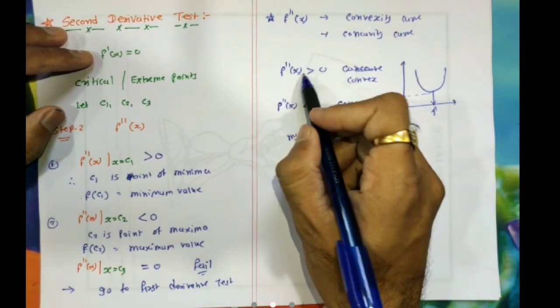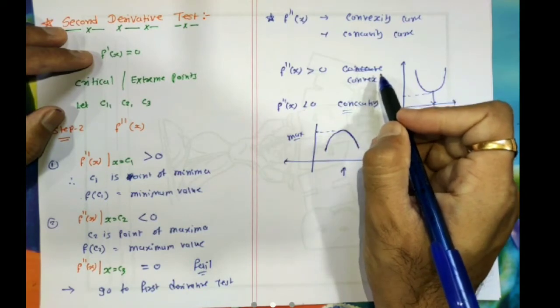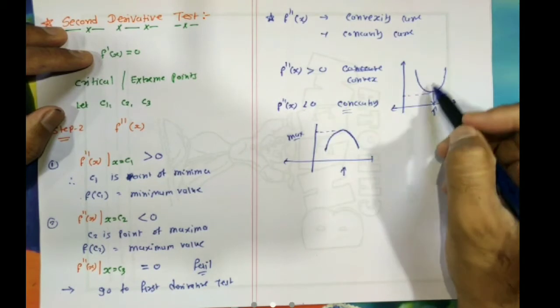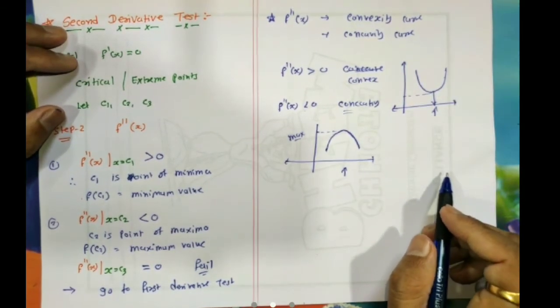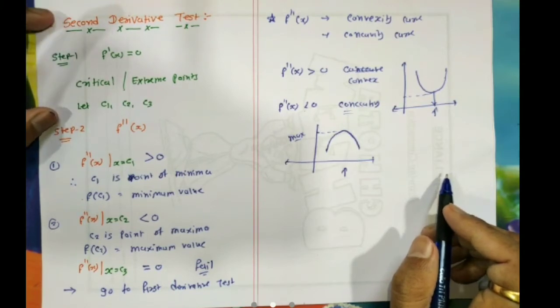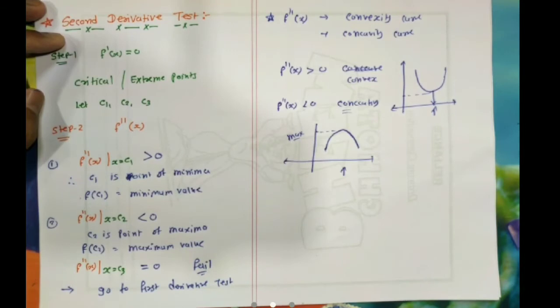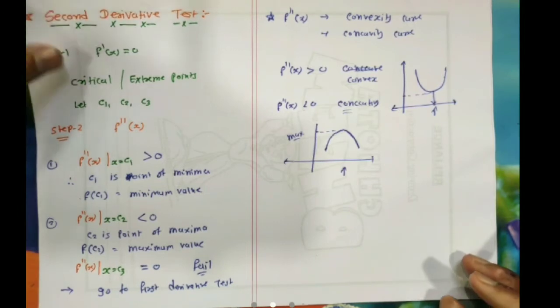And for f double dash x greater than 0, we are getting the convexity of the curve. So for a convex curve, we are getting the minimum value. Clear? So this is your second order derivative test. Now we'll consider one example to clarify this first order and second order derivative test. So let us now consider one example.